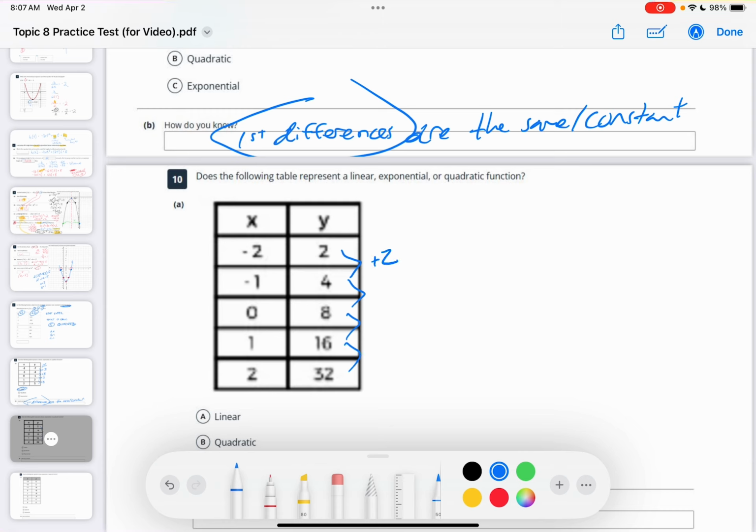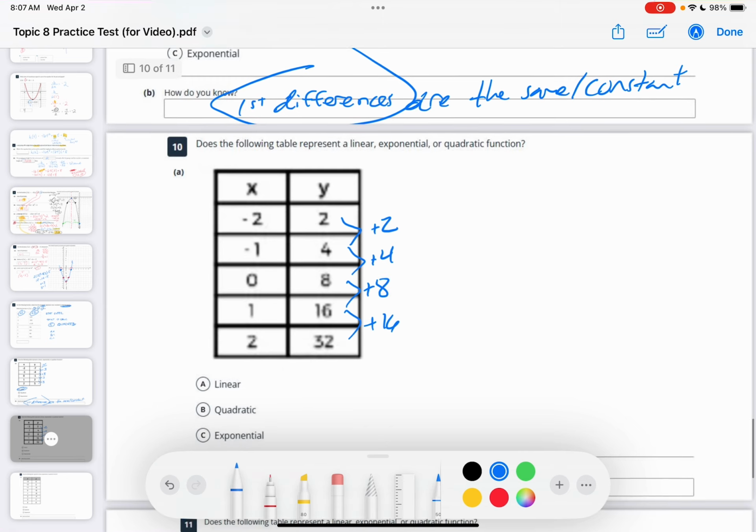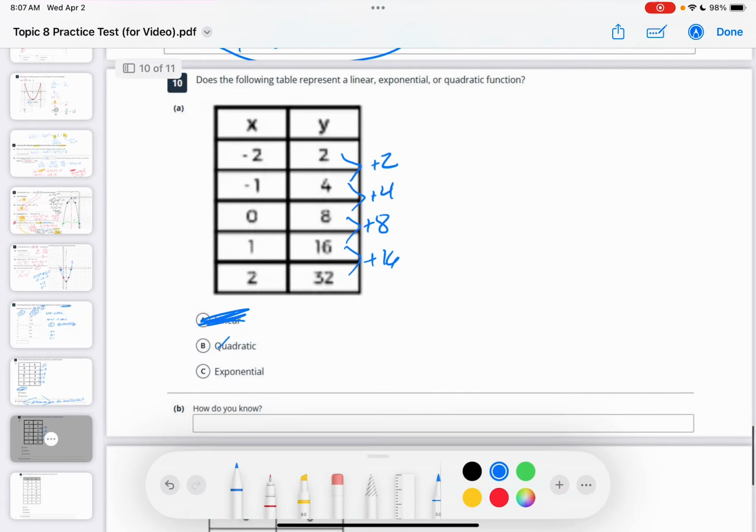2 to 4 is plus 2, 4 to 8 is plus 4, 8 to 16 is plus 8, and 16 to 32 is plus 16. So first differences aren't consistent, it's not linear. Now let's look at the second differences. 2 to 4 is plus 2, 4 to 8 is plus 4, 8 to 16 is plus 8. Our second differences are not constant. It's not quadratic. So then we go, is it exponential? Was there a common ratio?